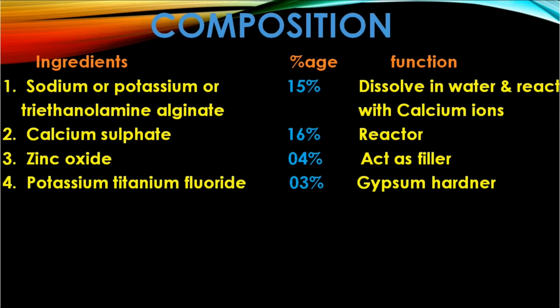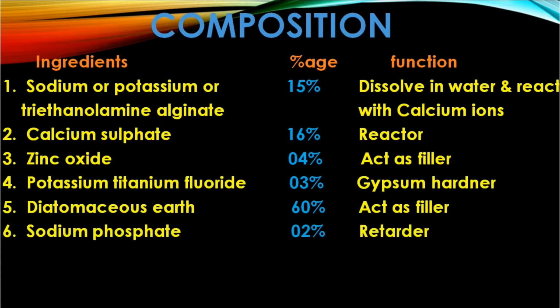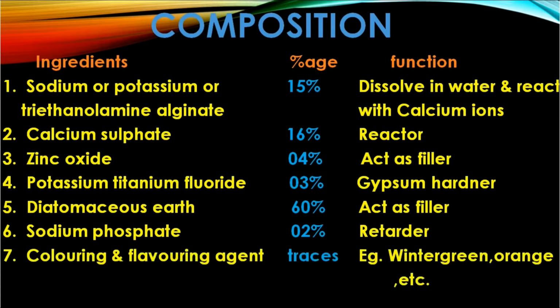Potassium titanium fluoride 3% is the gypsum hardener. Diatomaceous earth 60% acts as filler. Sodium phosphate 2% is the retarder; its role is explained in the setting reaction. Coloring and flavoring agents are in traces, for example wintergreen, orange, etc.